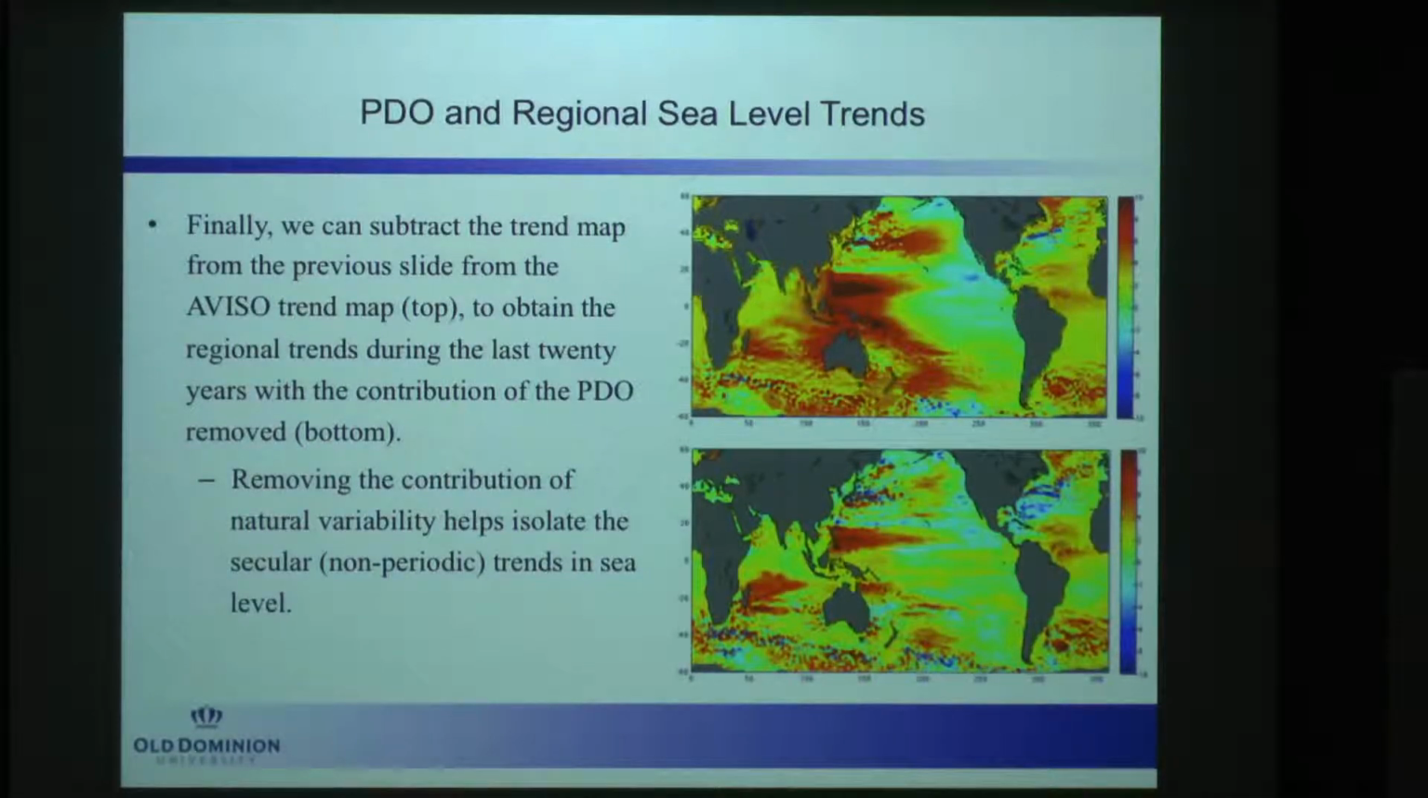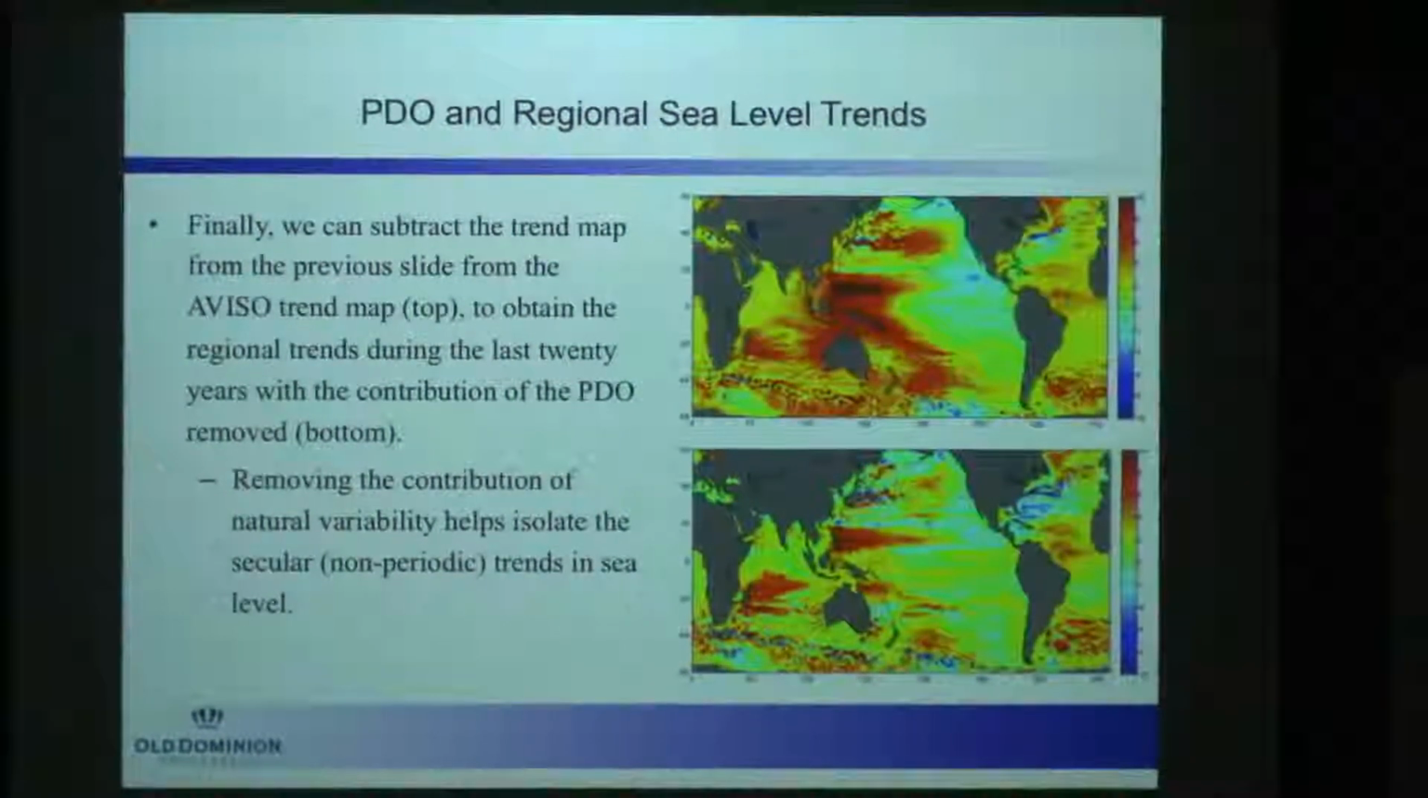But off the Philippines, you still have a persistent large feature that, unless it's explainable by some other type of climate variability, you could expect to continue at least into the near, more immediate future. So removing the contribution of this natural variability allows us to isolate the secular or non-periodic trends in sea level. So I'm not saying all of this is non-periodic, but at least we have a better idea of what that non-periodic pattern that will continue in the future actually is.